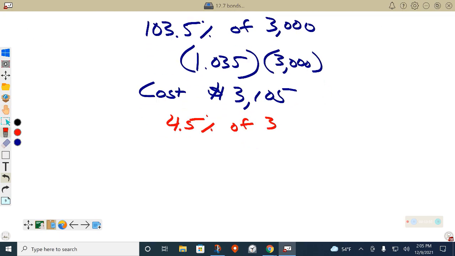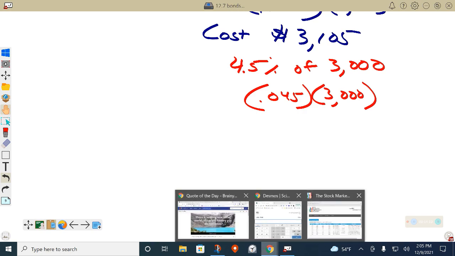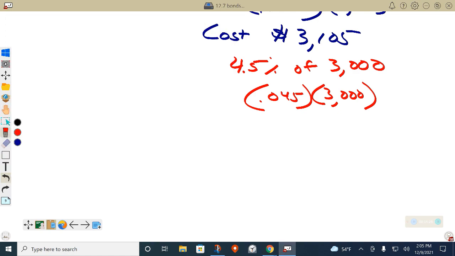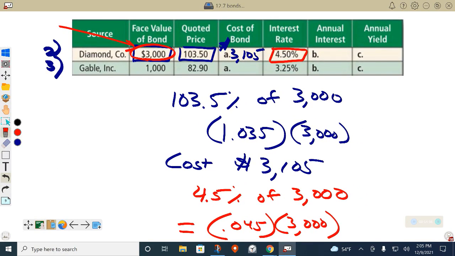4.5% of 3 grand. Well, that's 0.045 times 3 grand. So let's see what that is. Get my calculator out, rocking and rolling. 0.045 times 3 grand. $135. That's the annual interest. So every year I'm gonna get $135 from Diamond Company for holding that bond. Not bad.